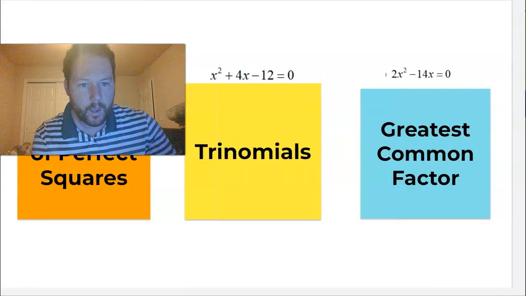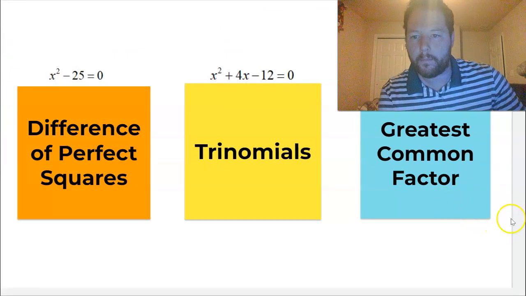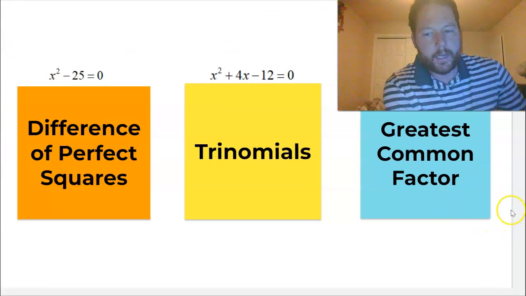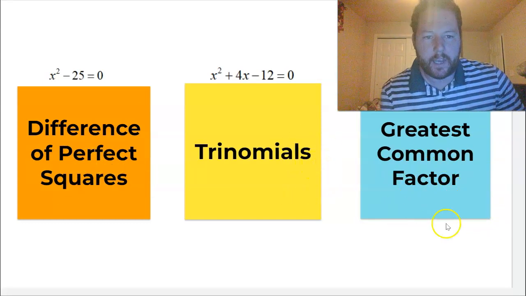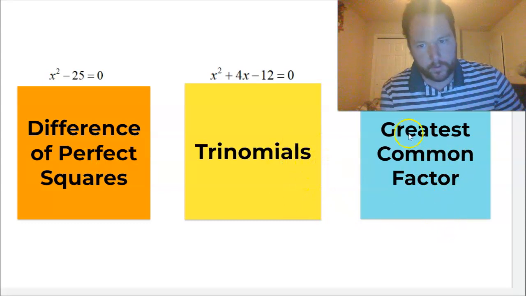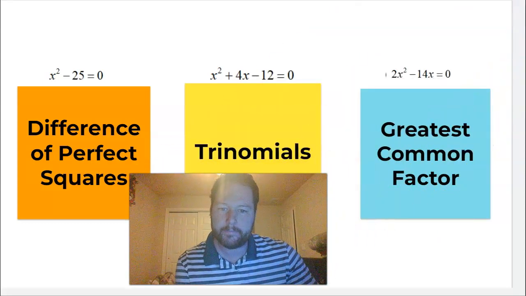So I want to show you the three different examples that are more than likely going to come up. We have the difference of perfect squares, trinomials, as well as greatest common factor. So if you would like, you can pause the video now to give these a shot.